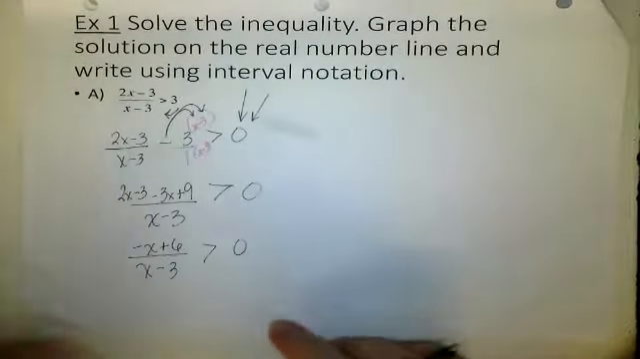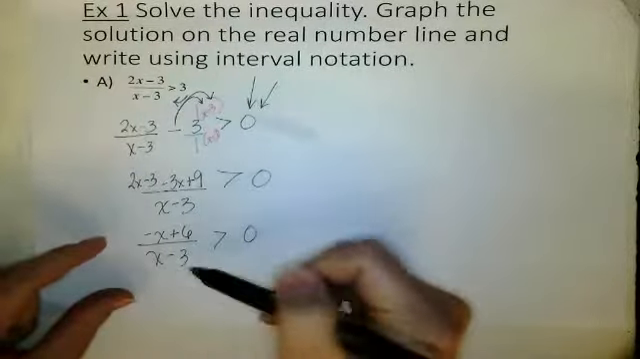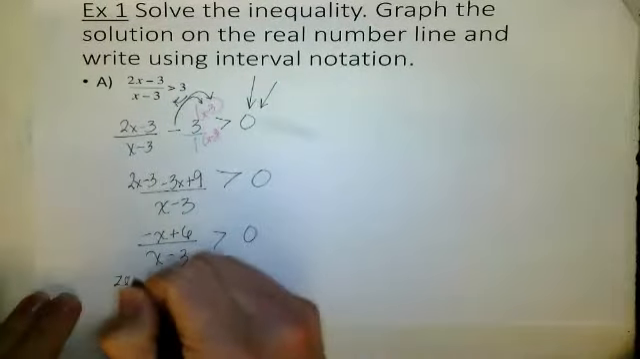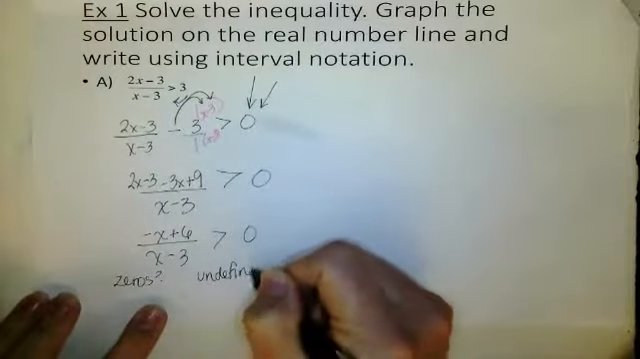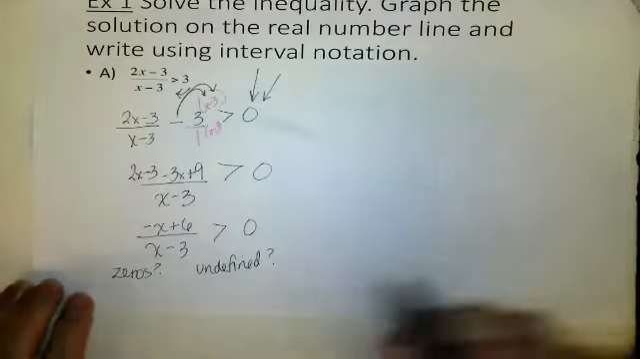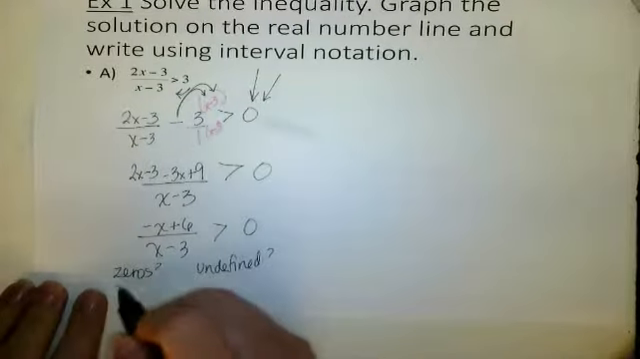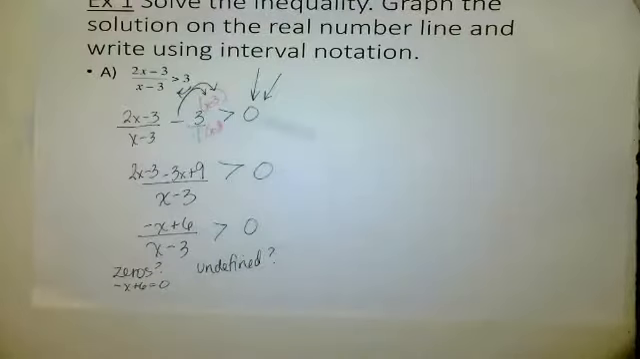So this is our lovely single fraction format. And when we're in this lovely single fraction format, it's easy to find the zeros and where we're undefined. Where do we find the zeros from? The top, the numerator. We're solving an equation. Negative x plus 6 gets set equal to 0 to find the zeros.